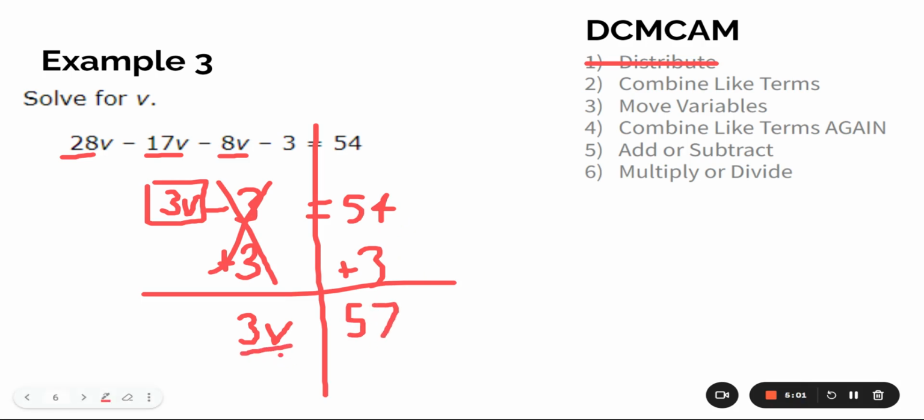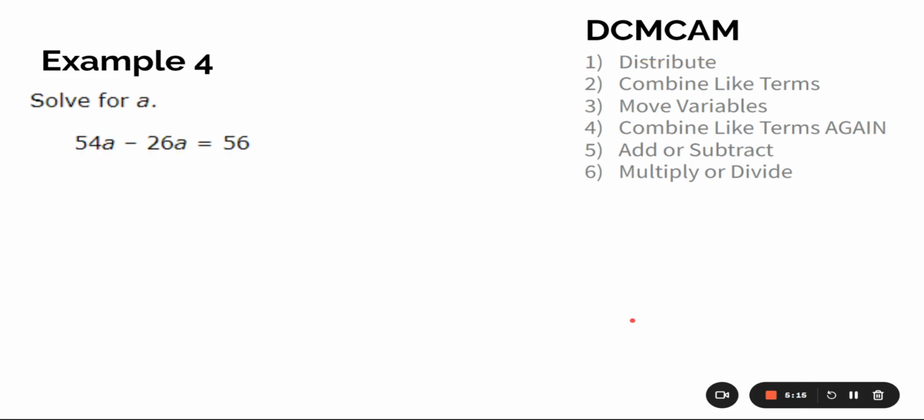And then from here, since I have 3 times v, I'm going to divide. So 57 divided by 3 is going to give me 19. So v equals 19. Nice. All right. Let's go over a couple more here.